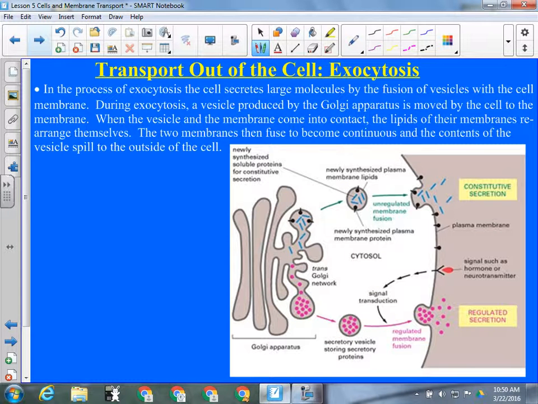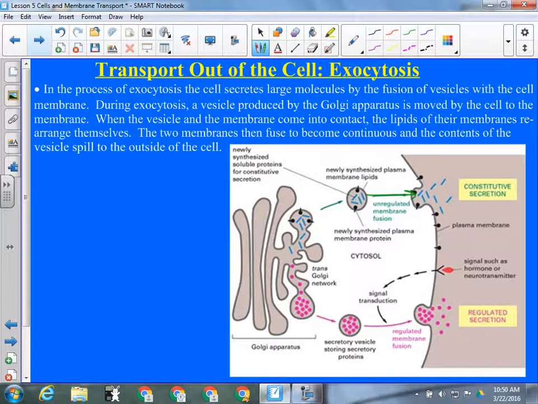Now, other ways that cells can move things. These are not as important because they don't happen as often. Exocytosis is movement of things out of the cell. And we already said the Golgi apparatus is pretty much responsible for getting things to the membrane, and then the membrane takes care of it from there. So exocytosis involves a vesicle, a bubble, that has stuff in it, whether hormones or waste products or whatever, that are going to be exported from the cell.